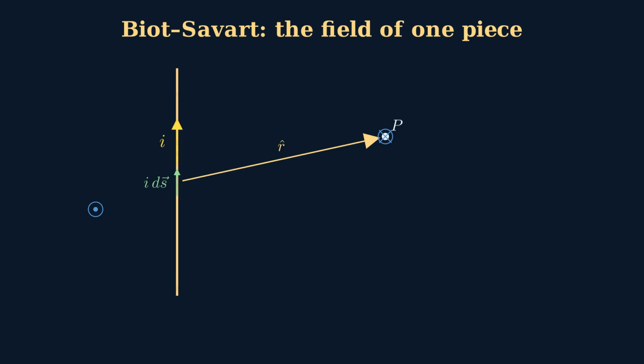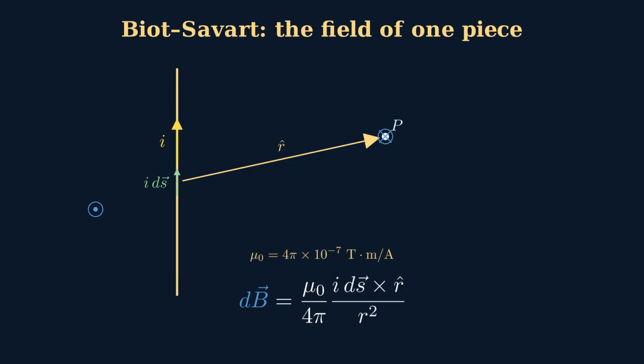The field doesn't point along the wire or toward P, but straight out of the page on one side and into it on the other. The field curls around the current. There's the law. And notice the 1 over r squared fall-off, the very same as Coulomb. The constant mu0, 4 pi times 10 to the minus 7, plays the role for magnetism that epsilon naught plays for electricity.